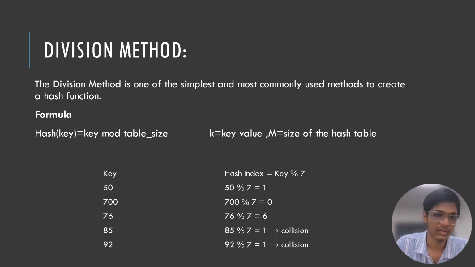Here are the data values. Key equals 50, 50 mod 7 equals 1. Key mod m, where m is the size of the hash table. As we can see, everything is mod 7, which is the size of the hash table. So 700 mod 7 equals 0, 76 mod 7 equals 6, 85 mod 7 equals 1. Here some collision occurs. Further, we'll see it later.